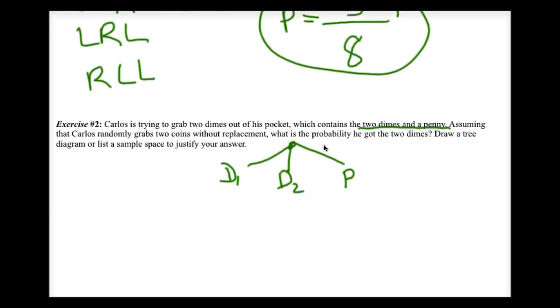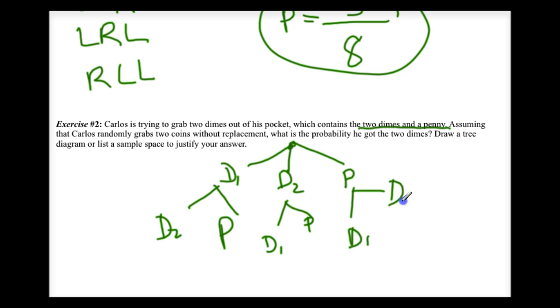So it says he's grabbing 2 coins. So this is what he has in his pocket. Let's say the first grab he gets dime 1. Then the two choices that are left are either he can pick another dime or a penny. He grabbed this. The other choice is he gets a dime and a penny. And then if he picks a penny first, then the other choice is either going to be dime 1 or dime 2. So it says draw a tree diagram, which we did.